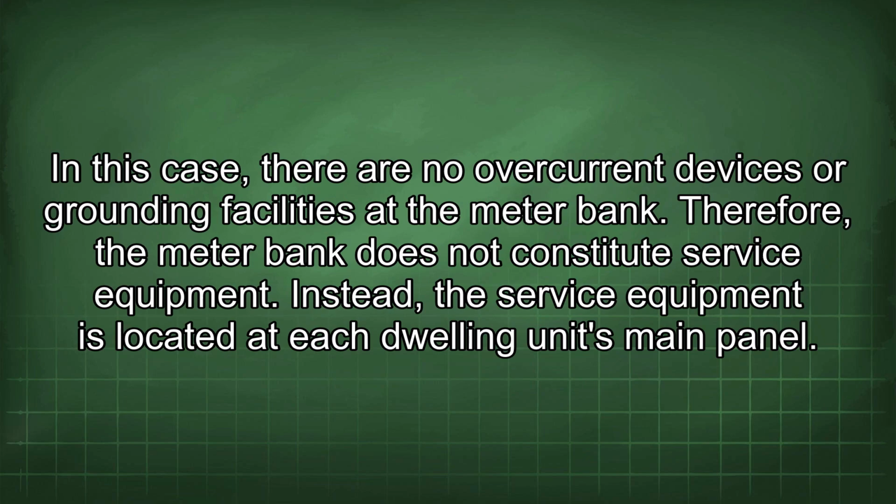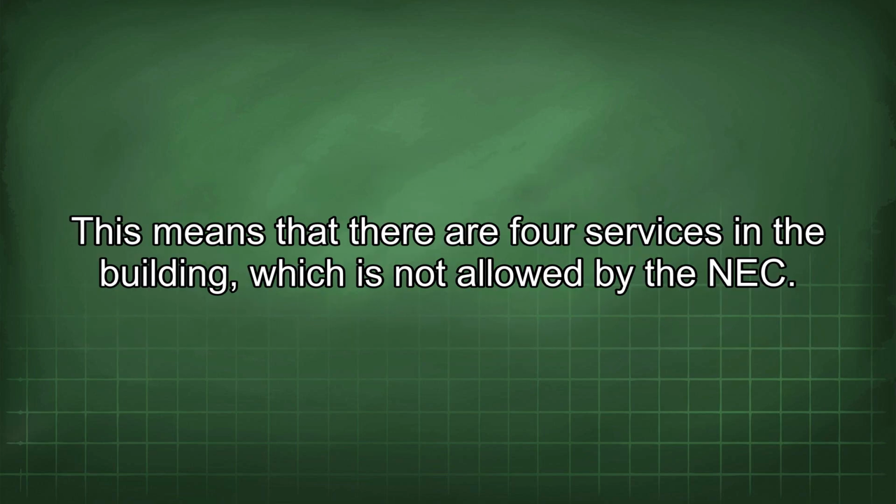In this case, there are no overcurrent devices or grounding facilities at the meter bank. Therefore, the meter bank does not constitute service equipment. Instead, the service equipment is located at each dwelling unit's main panel. This means that there are 4 services in the building, which is not allowed by the NEC.